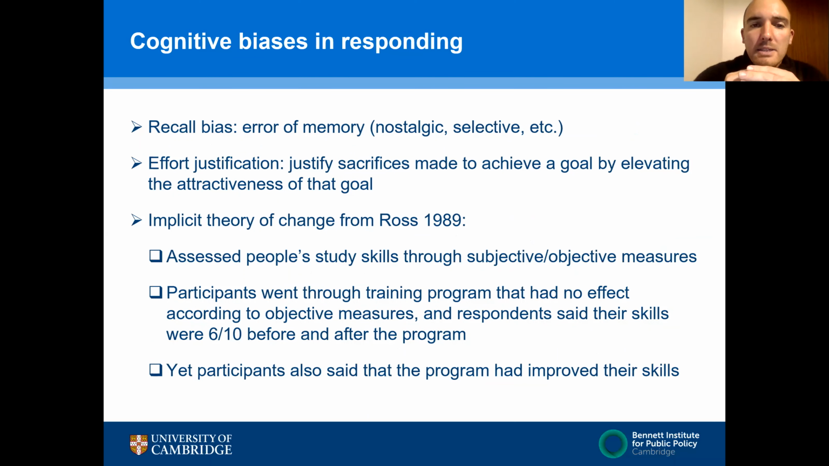So recall bias is an error of memory. You might just kind of be nostalgic for the past and you'll focus on things that are salient in your memory and forget a lot of other things that were going on in your life in the past. There's plenty of evidence to show that people do have a kind of positive glow on past events. And a lot of this is used in the savoring and mindfulness literature to help people feel better and step away from negative memories.